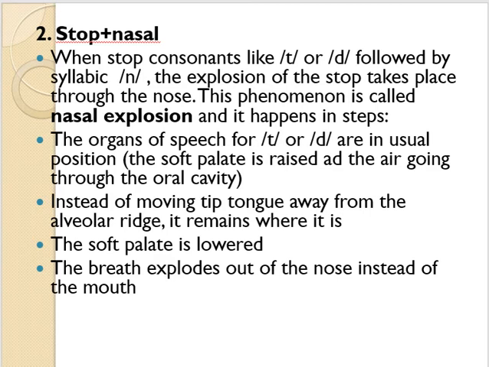For the t sound, the tip of the tongue touches the alveolar ridge. For the n sound, also the tip of the tongue touches the alveolar ridge.